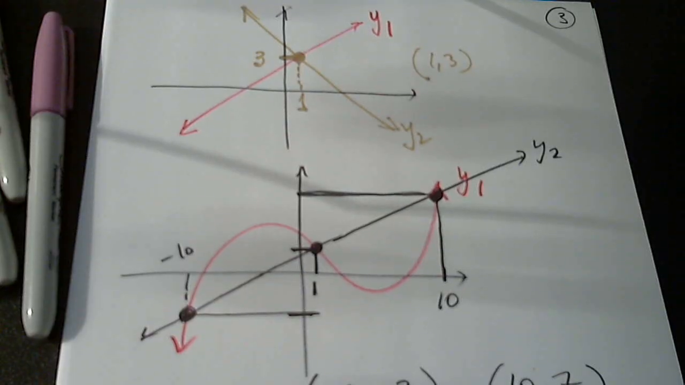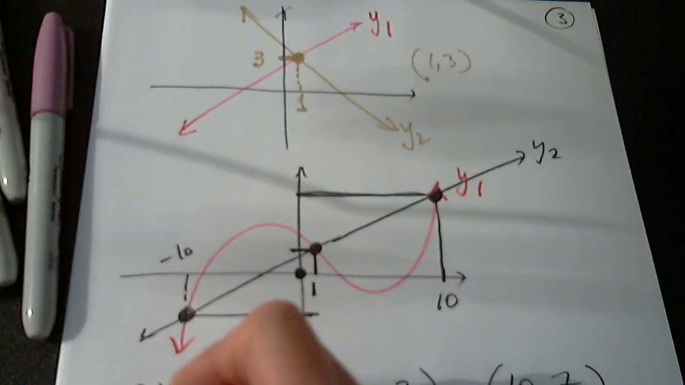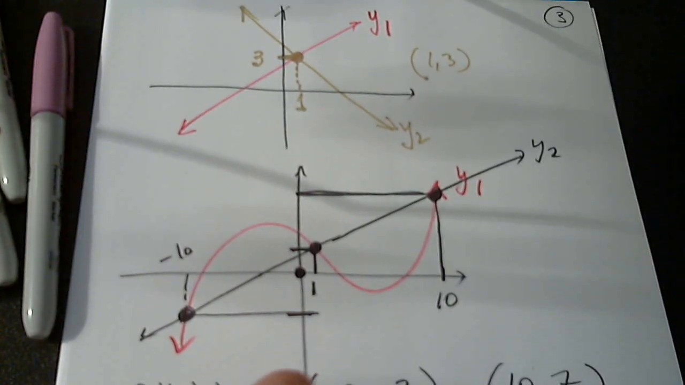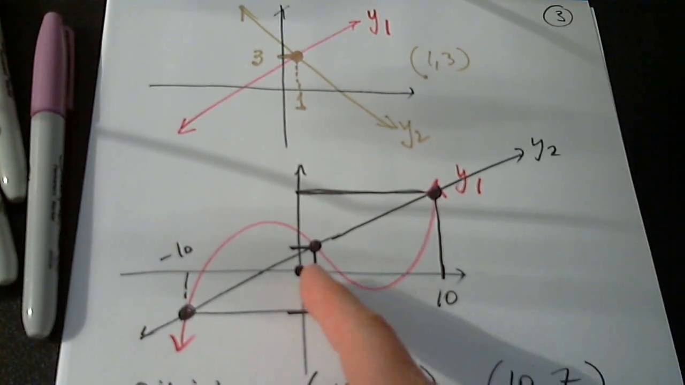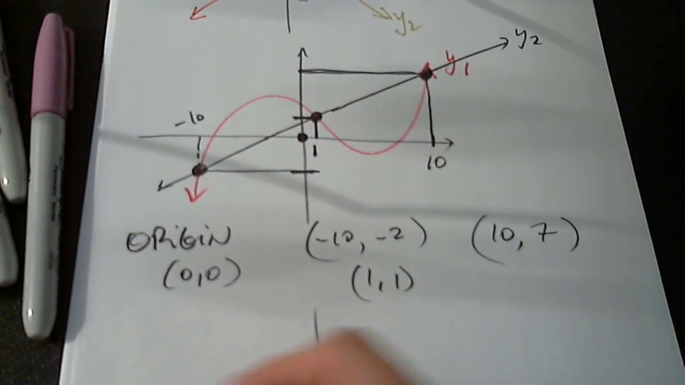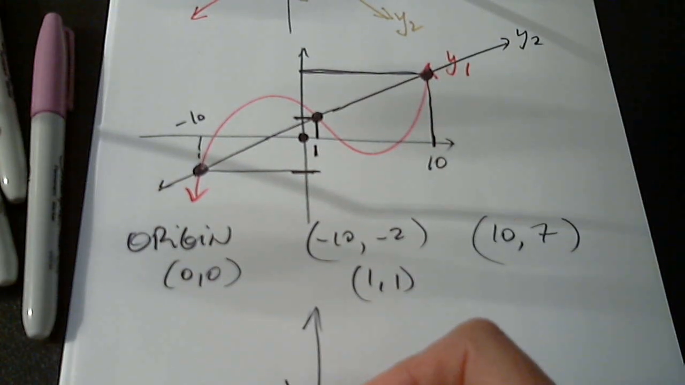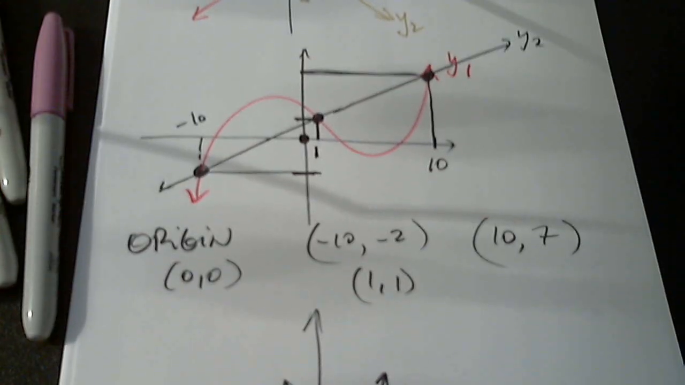The question, however, is, does the graph of y2 pass through the origin? The origin has the coordinates 0, 0. So when x is 0, if I don't get y equals 0, the graph does not pass through the origin. So here's a graph that passes through the origin. When x is 0, y is 0. The graph passes through the origin.